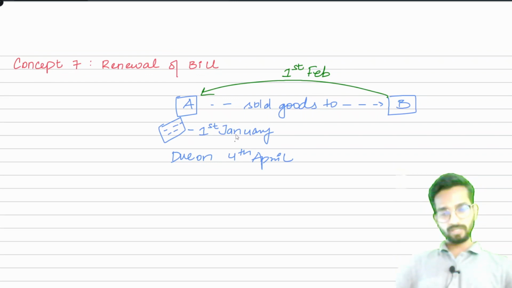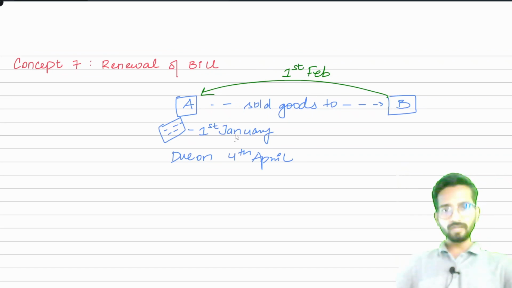So A says, no, I can't give you more time. You promised me and it is written in the bill also that you are supposed to make payment on 4th April. But now you are asking me to extend the timing of the bill. Remember this, you cannot extend the timing of the bill. What you can do is tear apart that bill. That bill will become waste and you have to make a new bill for that. But A is not agreeing to that.